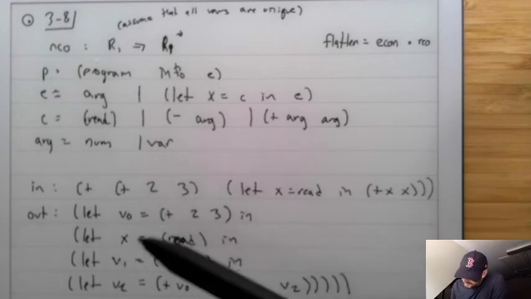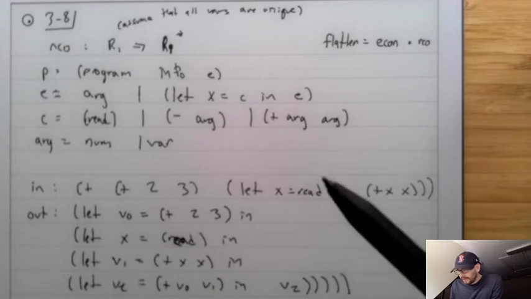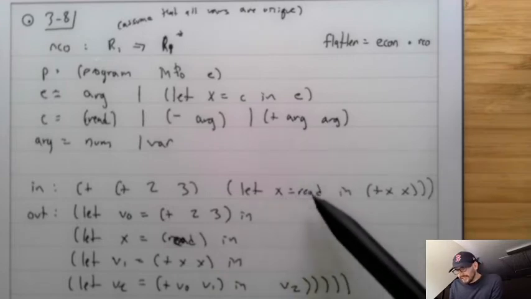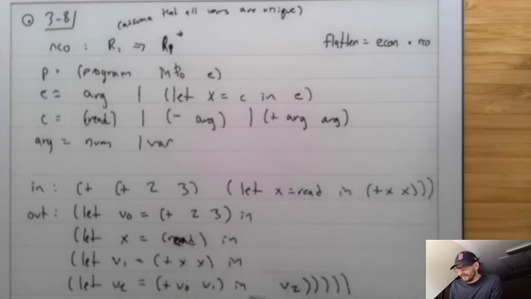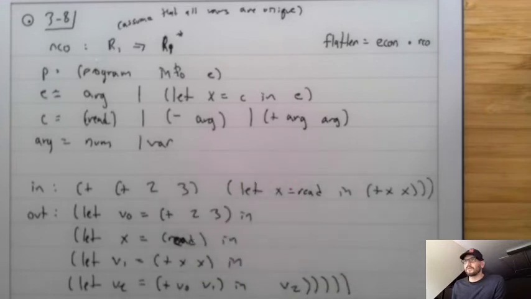Now notice that what we did is we took this addition of 2, 3 and we lifted it up and made it a variable. Then we had this let x equal something and we made it a variable. Then we have the plus x x, we made that a variable v1. Then we made the addition right there into a variable v2, and then that's what we returned.